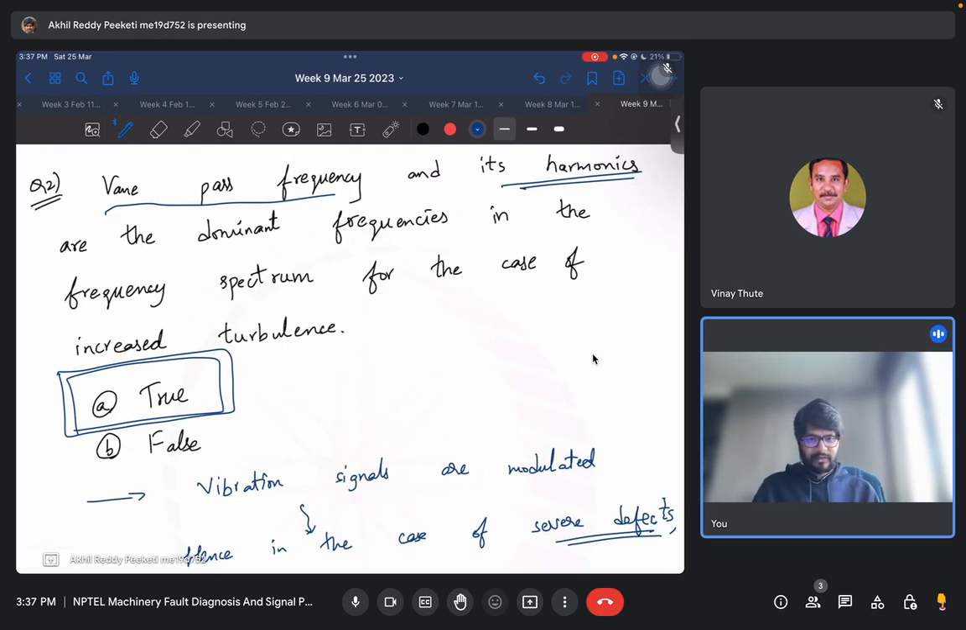They will be present in case of turbulence also, which is a kind of defect, as the fluid is not laminar, it would have very chaotic behavior. So this would lead to vane pass frequencies and its harmonics in the frequency spectrum.